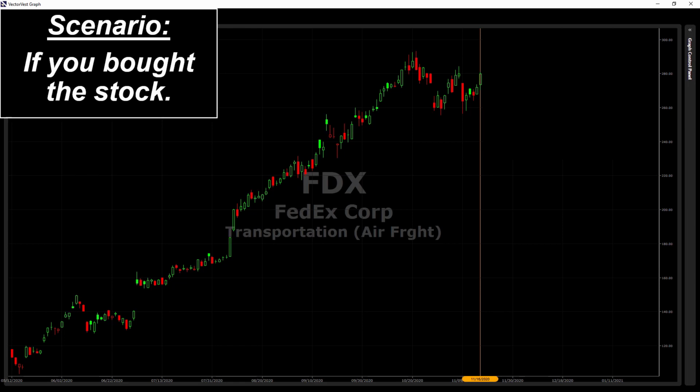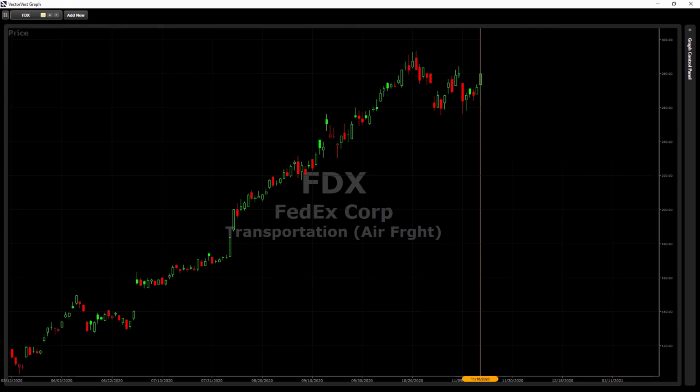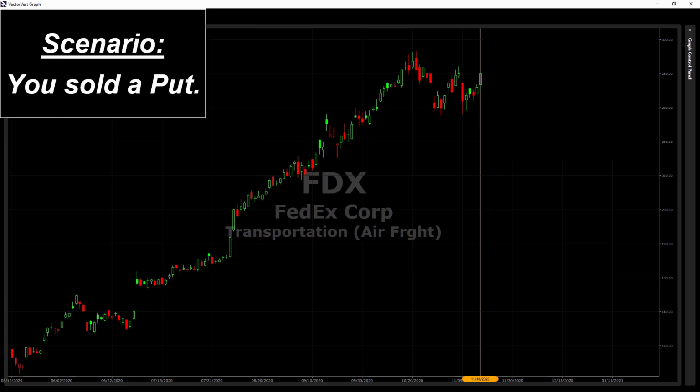If you bought the stock, the price of FedEx was $279. Of course, you could buy as many shares as you wanted to. No matter how many shares you bought, your risk would be this, because technically the price could go all the way down to zero. Okay, now let's build our spread. One part of a bull put spread is a put you sell. Let's say the put you choose to sell is down here. We'll talk more about which put to sell in just a minute.